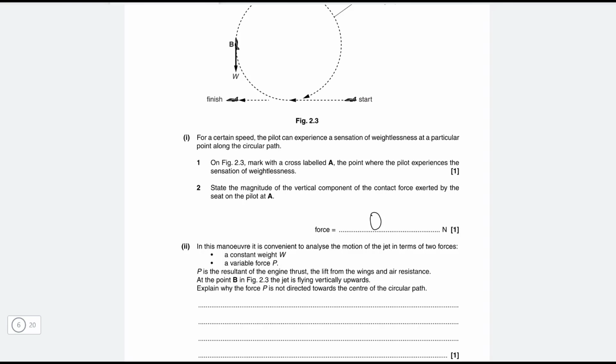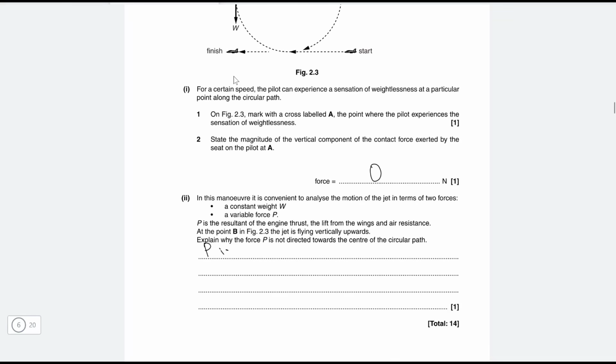Well, the only force that will ever be directed towards the center of the circle will be the resultant centripetal force, and P is not that force. And we can see that because P is the resultant of the engine thrust, the lift, and air resistance, but does not take into account the weight. So we can just simply say that P is not the resultant centripetal force. Like so.